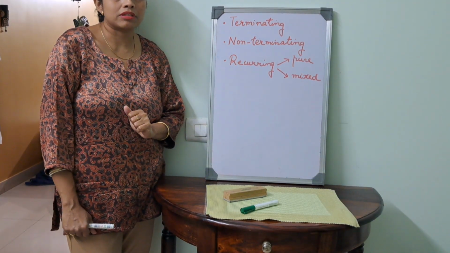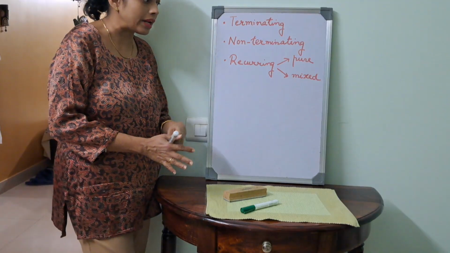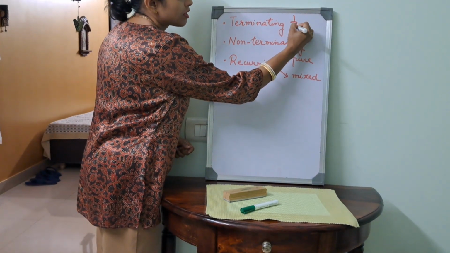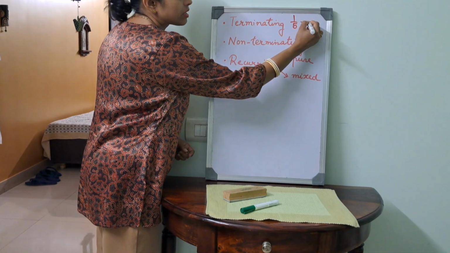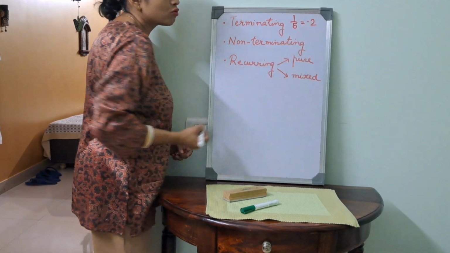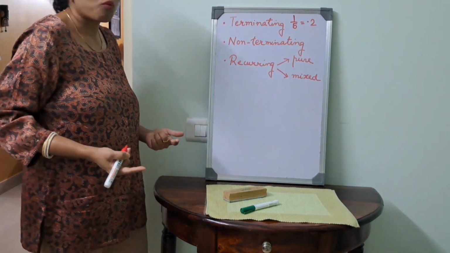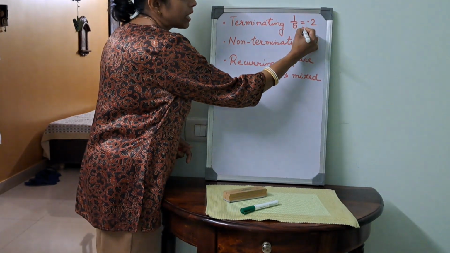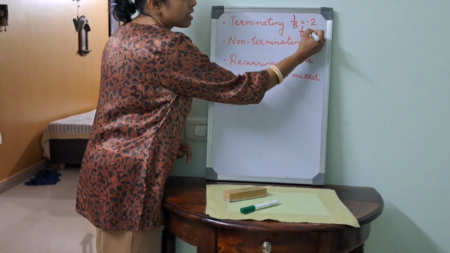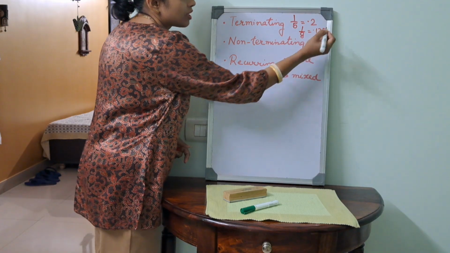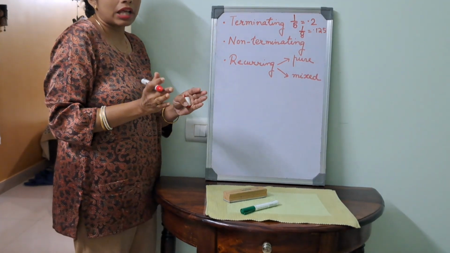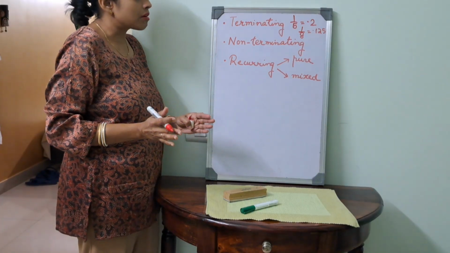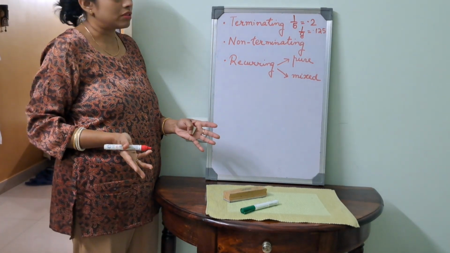Terminating decimal numbers are decimal numbers which come to an end. For example, 1 by 5 can be written as 0.2. So it has just one digit after the decimal point. 1 by 8 can be written as 0.125. So these decimal numbers come to an end. So they are called terminating decimal numbers.